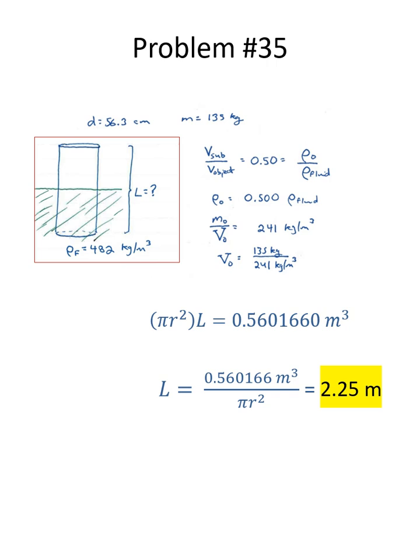The probe is to be a cylinder 56.3 centimeters in diameter with a mass of 135 kilograms, and it's supposed to float with the long dimension vertical, half submerged and half above the lake's surface. If the liquid in the lake has a density of 482 kilograms per cubic meter, what should be the probe's length?